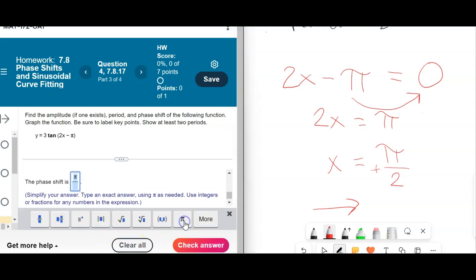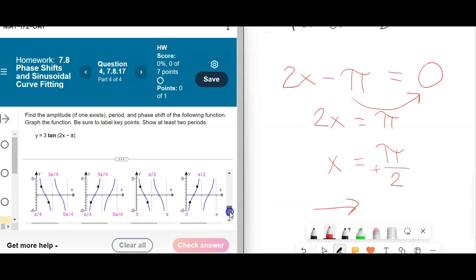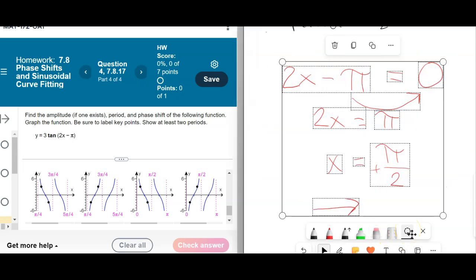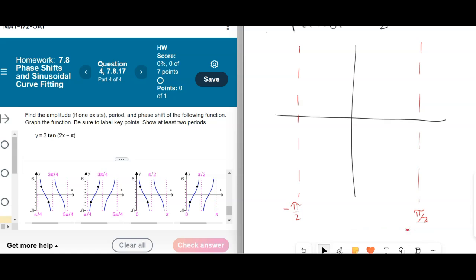Pi over 2 again. All right, and now we have to come up with what the correct graph will look like. So again, here's how I do this. This is my method. This is not necessarily what you'll see if you click on View an Example. But when I think of the tangent function, there's the x-axis, there's the y-axis. This is negative pi over 2. There's positive pi over 2. I always think of these two asymptotes. That's where they occur, negative pi over 2, positive pi over 2.